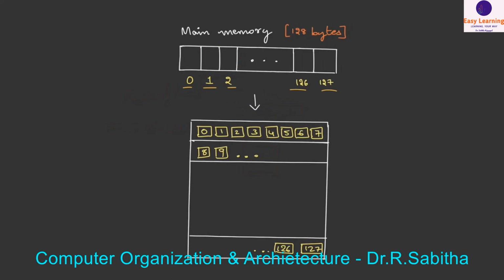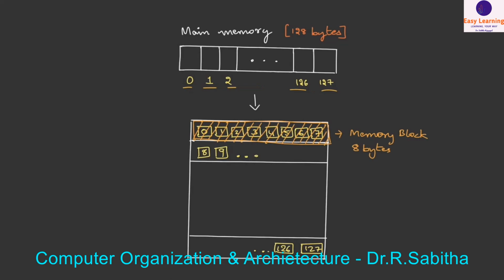For understanding purpose, main memory is represented in the block addressable format. So here we have 0 to 127. That is why it is represented, because the block size is 8. We have 8 bytes here and 8 bytes are arranged in each block. Okay, so totally it is represented by this.